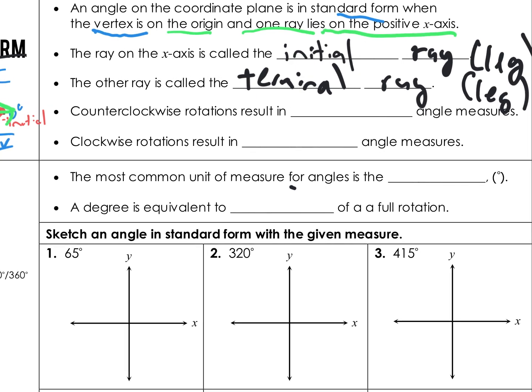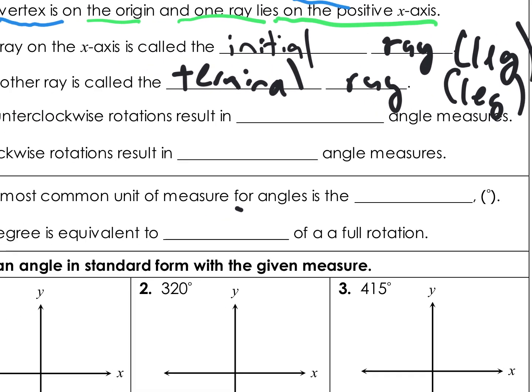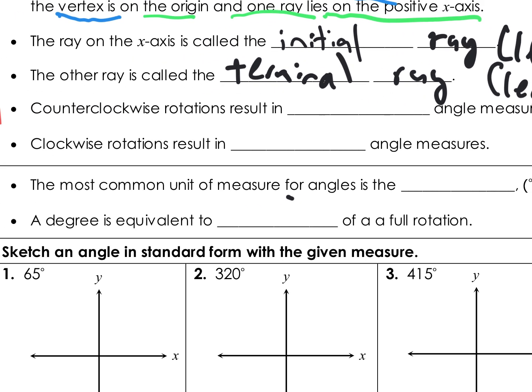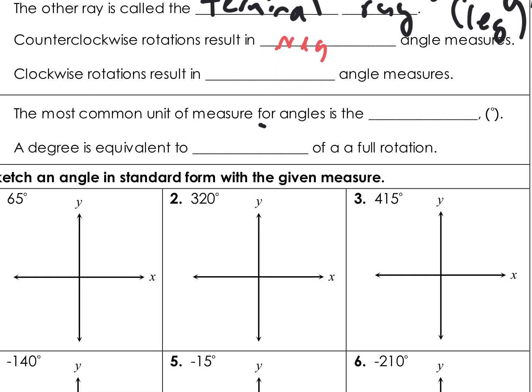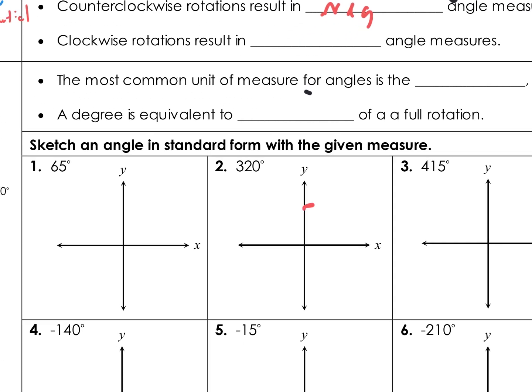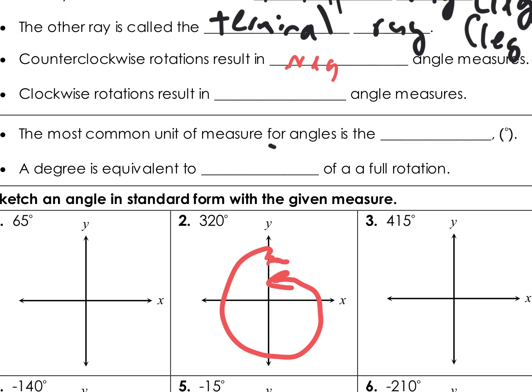Counterclockwise will result in a negative. Let me look. Hold on, let me look. This is counterclockwise, right? That was opposite of the clock? So yeah, counterclockwise would be a negative answer. Okay. I had to actually look at it myself. Negative degree measure.